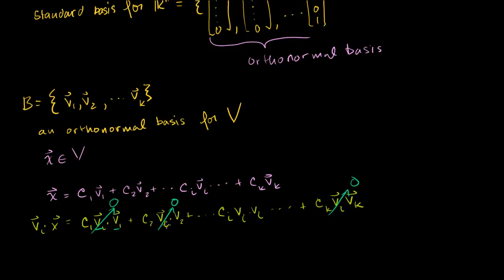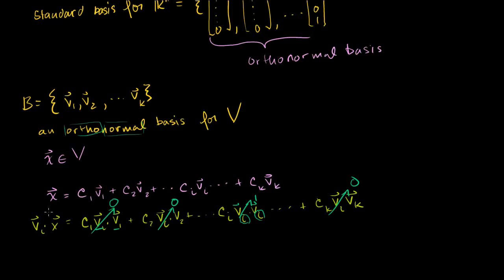So all of the terms are going to be 0 except for the case where v sub I is equal to, well, in this case, v sub I, except for the case where this subscript is equal to that subscript. And then what is v sub I dot v sub I? Well, orthonormal has two parts. They're orthogonal to each other, and they're each normalized, or they each have length 1. So v sub I dotted with v sub I is going to be equal to 1.